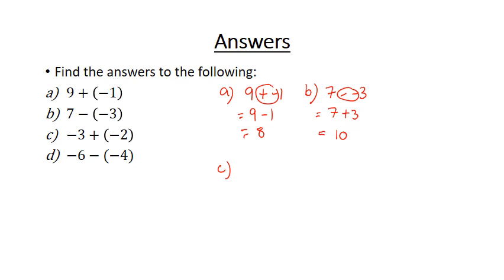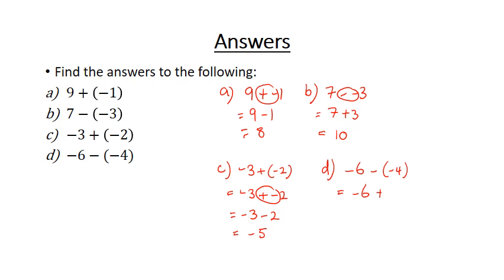In question C, we had -3 plus -2. Therefore, we have a positive and a negative next to each other. This can be rewritten as -3 take 2, which becomes -5. And in question D, we had -6 take away -4, which we can rewrite as -6 plus 4 because we had the two minuses next to each other, which becomes -2.